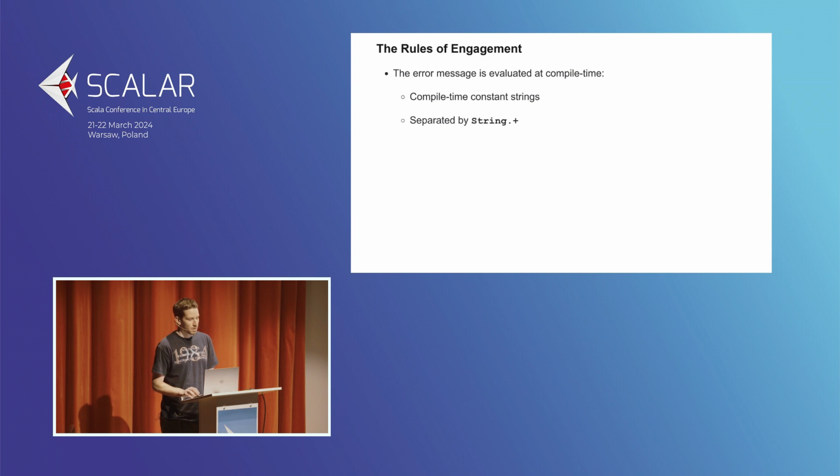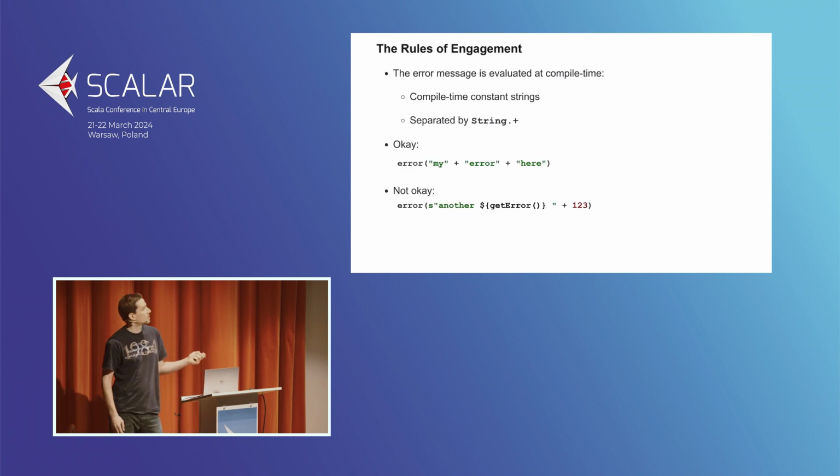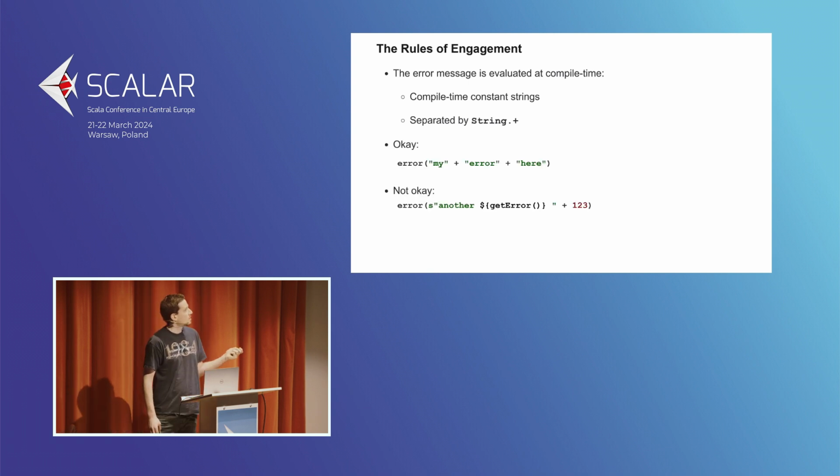So the full rules are a bit more complicated. You can either use compile time constant strings, or you can use strings separated by the plus operator on strings. So the first example is okay, but the second one, since there are only pluses here, the second one is bad because you have both string interpolation, which is a complex method, and a plus with an int, which requires a conversion.